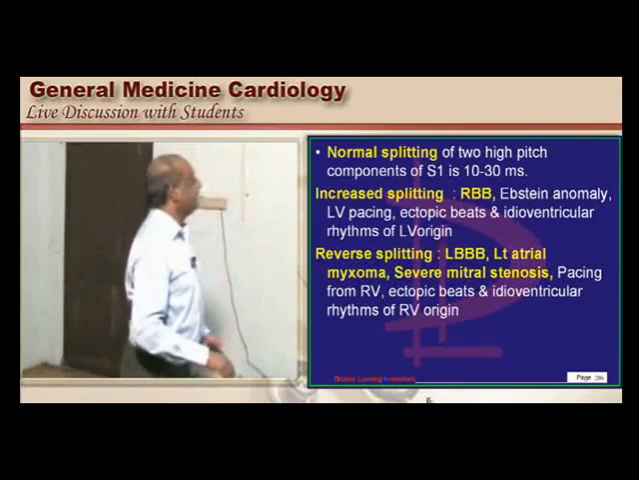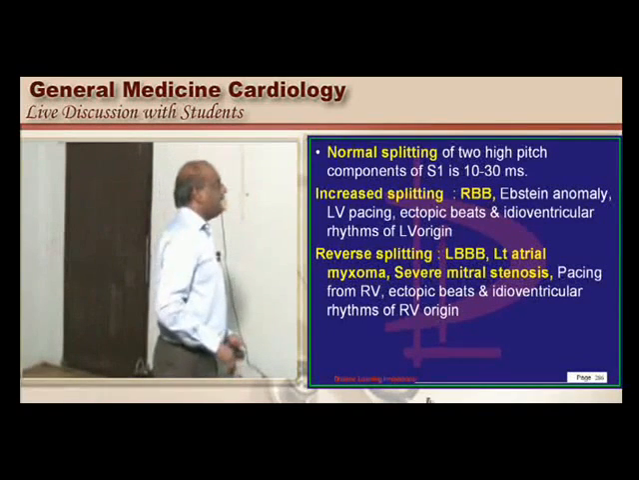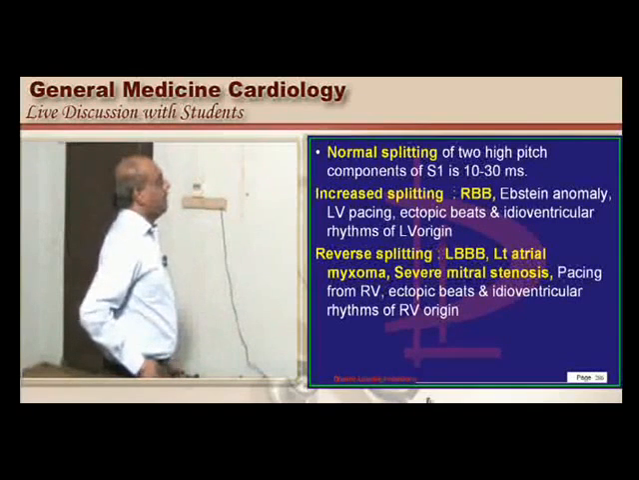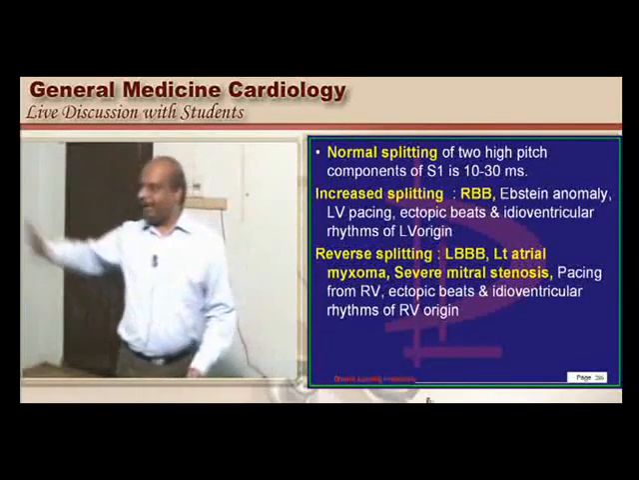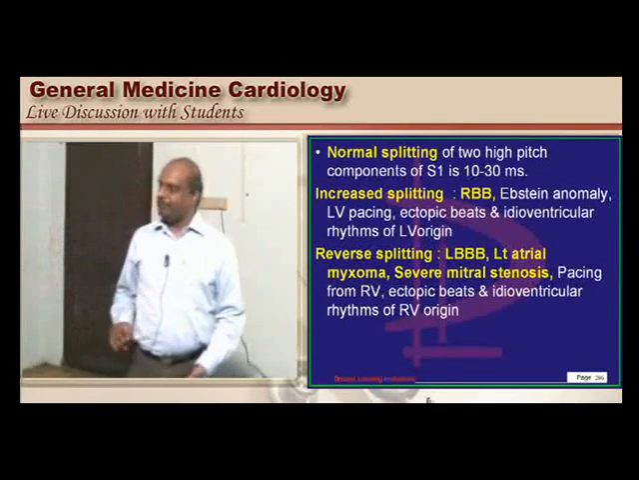When will that happen? It typically happens with left bundle branch block, left atrial myxoma, or severe mitral stenosis. Any of them will make the mitral valve closure a delayed event, and that will cause reversal splitting to happen. Okay?